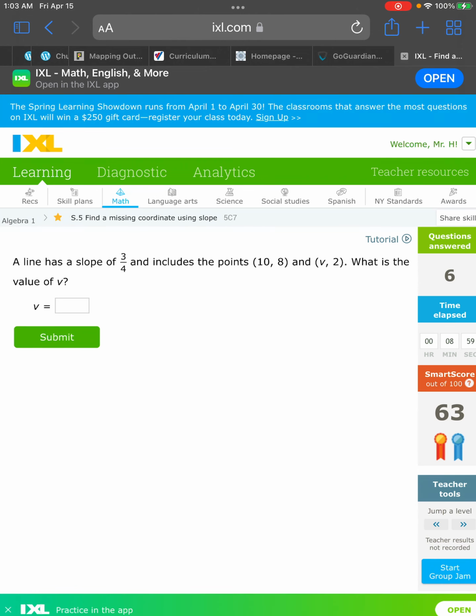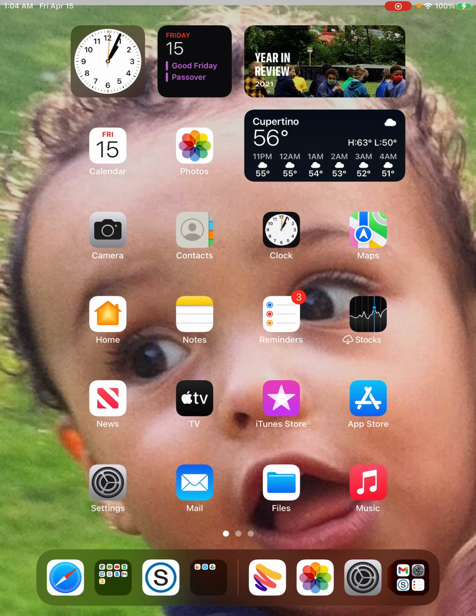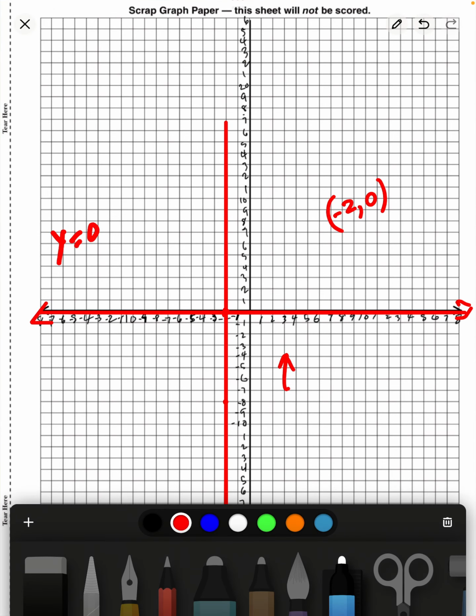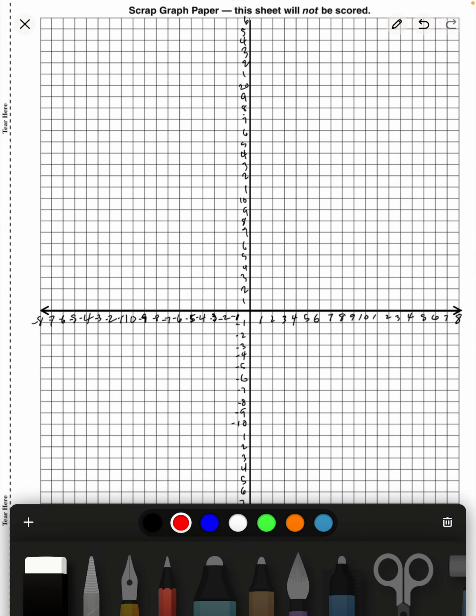All right, so again, taking all that information, I'm going to use my graph paper. Let me erase this, clear this. And I'm going to plot the first point that they gave us. It's 10/8. So I go over 10 to the right, and then I go up 8. So that's going to be right about there. And the other thing that they told us is that the y coordinate is 2. So again, your knowledge of horizontal and vertical lines tells you that that's going to be a horizontal line.